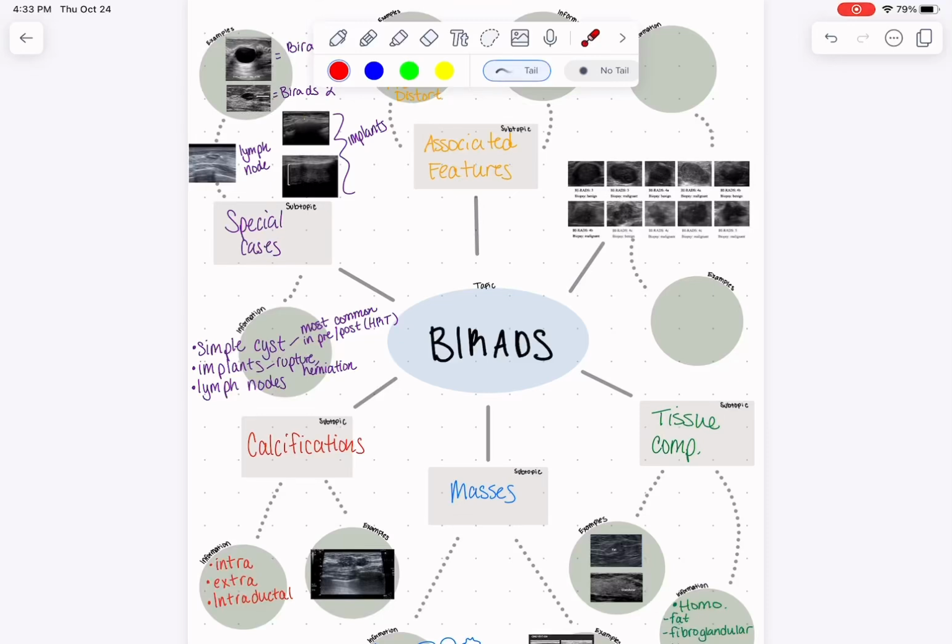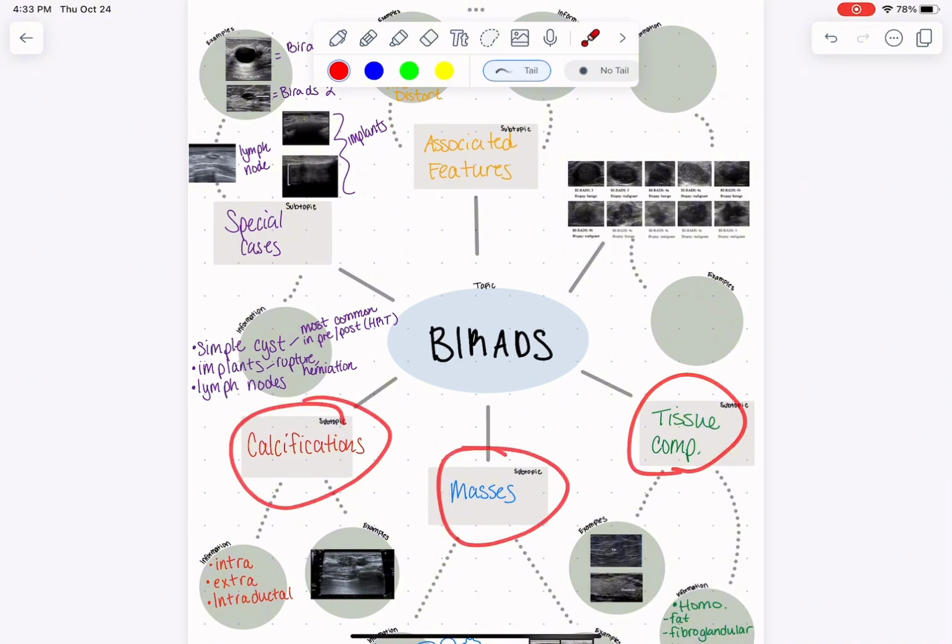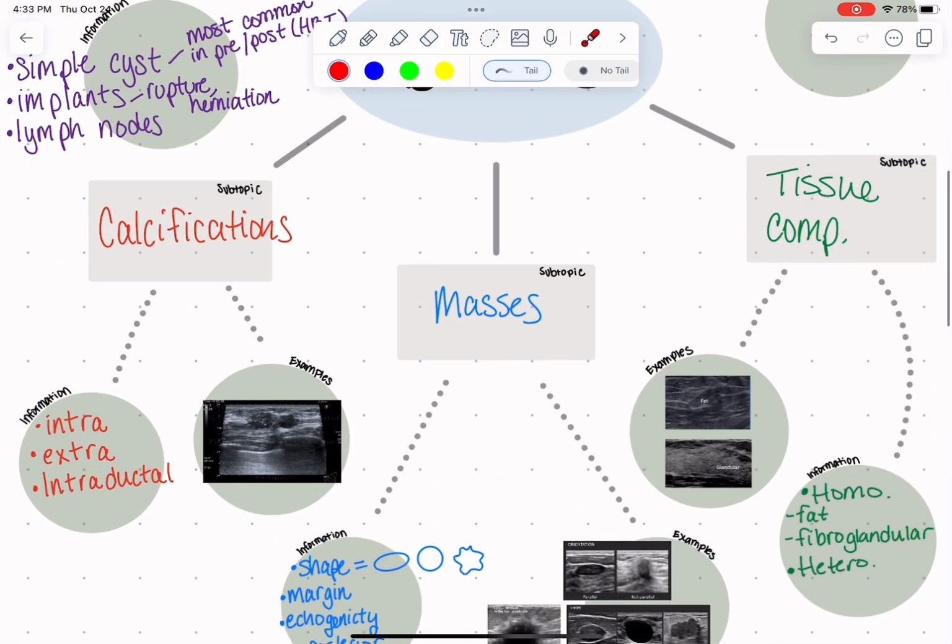So I created my mind map over the Breast Imaging Reporting and Data System, and there are 5 categories: tissue component, masses, calcifications, special cases, and associated features. The first one being tissue component.